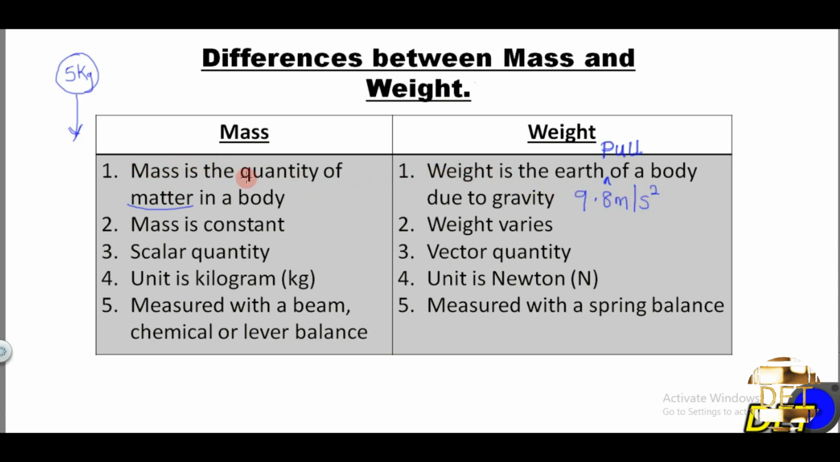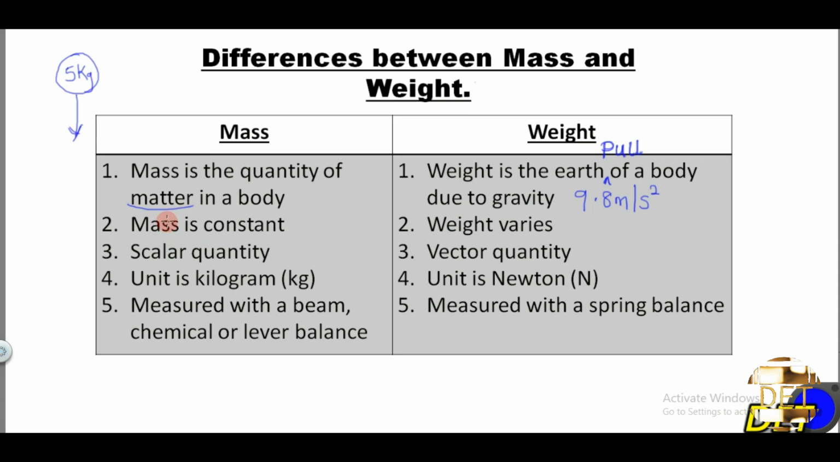So mass is the quantity of matter in a body. This is the mass of the circle. This is how big it is. And weight is the earth pull of a body due to gravity. It is the earth pull. This body is being pulled down due to its weight. So weight is the earth pull of a body due to gravity, and the value for acceleration due to gravity on the earth's surface is 9.8 meters per second square.